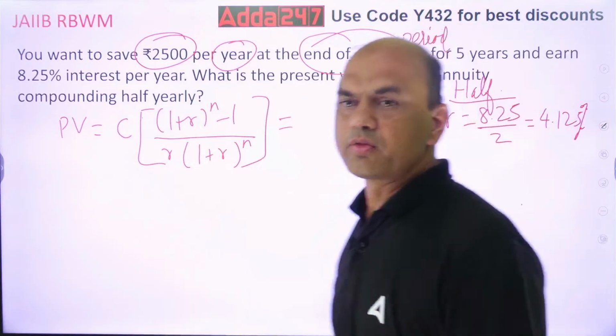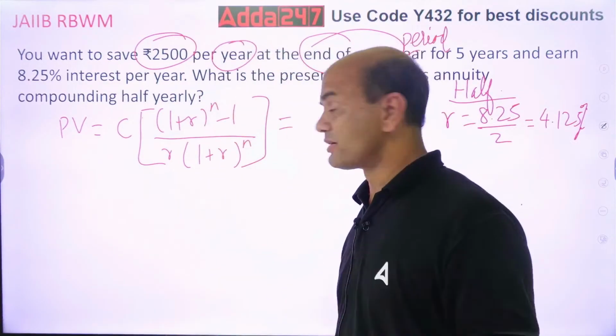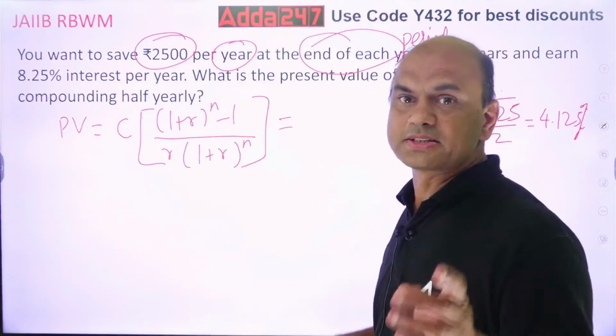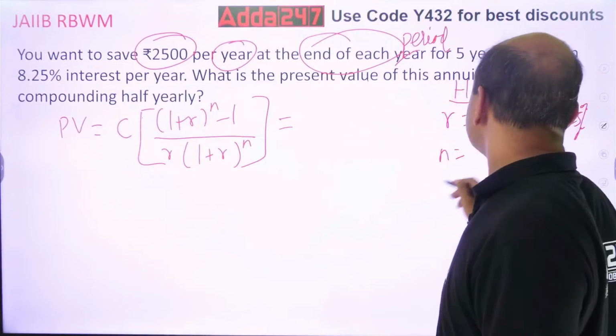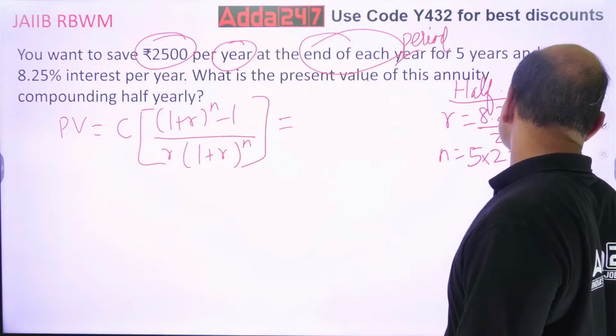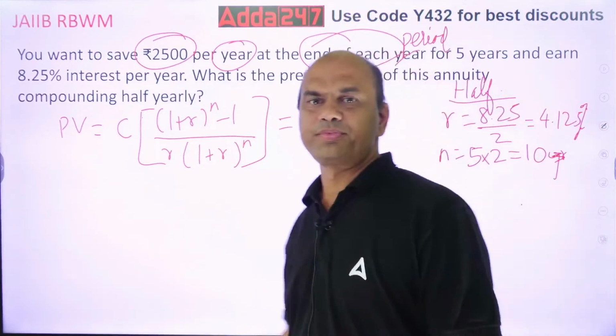4.125%. But n is reverse. Whenever you divide anything by 2 for R, multiply the same number for n. So n is given as what? 5 years. So 5 into 2, that is 10. Not 10 years, 10 periods you can call it. It's not 10 years.